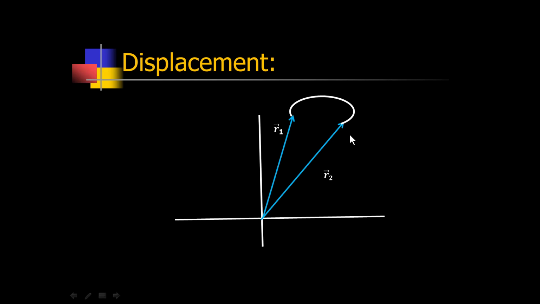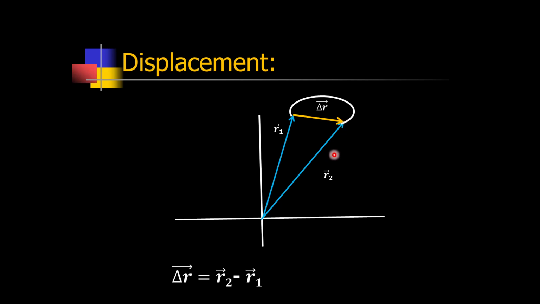Okay, but we need the shortest distance between these two positions. So what we will do? We will draw a vector starting from R1 to R2, because this is the initial position of the body and this is the final position of the body. So this directed distance will give us the displacement, delta R. It is basically the displacement over here. So we can say delta R is equal to R2 minus R1.